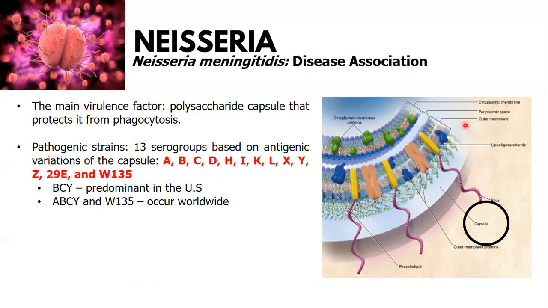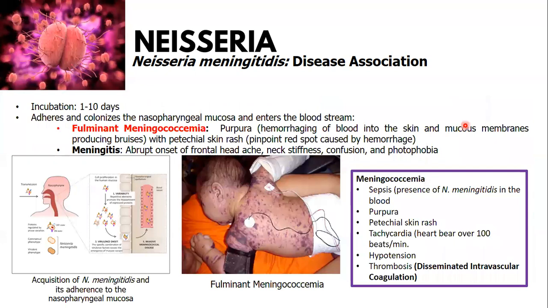In the US, the predominant serotypes or serogroups associated with Neisseria meningitidis infection are those under serogroups B, C, and Y, while infections that occur worldwide are associated with serogroups A, B, C, Y, and W135. The incubation period of Neisseria meningitidis infection ranges between 1 to 10 days.